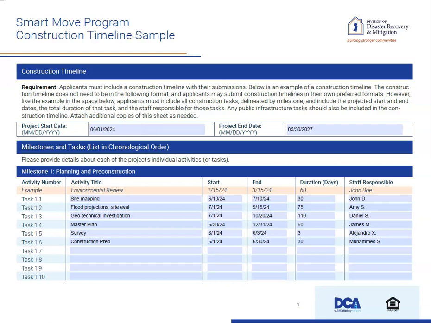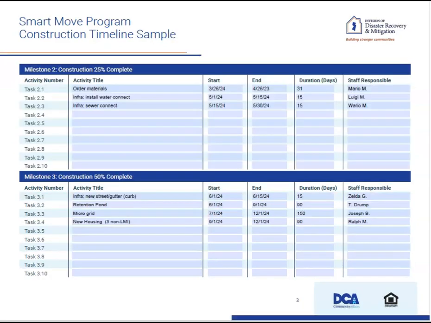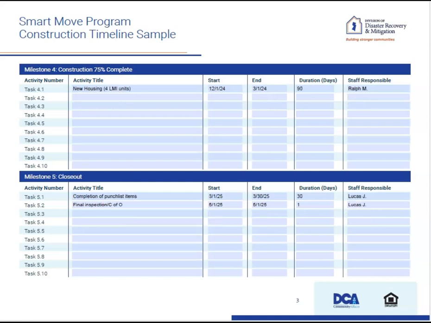When completing the construction timeline, applicants must submit their timeline with tasks in the following major milestones: planning and pre-construction, construction at both 25% completion and construction at 50% completion, and finally, construction at 75% completion and closeout.